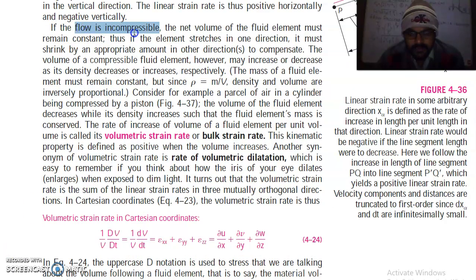If flow is incompressible, the net volume of the fluid element must remain constant. Thus, if the element stretches in one direction, it must shrink by an appropriate amount in another direction to compensate. The volume of a compressible fluid element, however, may increase or decrease as its density decreases or increases respectively. The mass of a fluid element must remain constant, but since density is equal to mass upon volume, density and volume are inversely proportional. Consider, for example, a parcel of air in a cylinder being compressed by a piston.